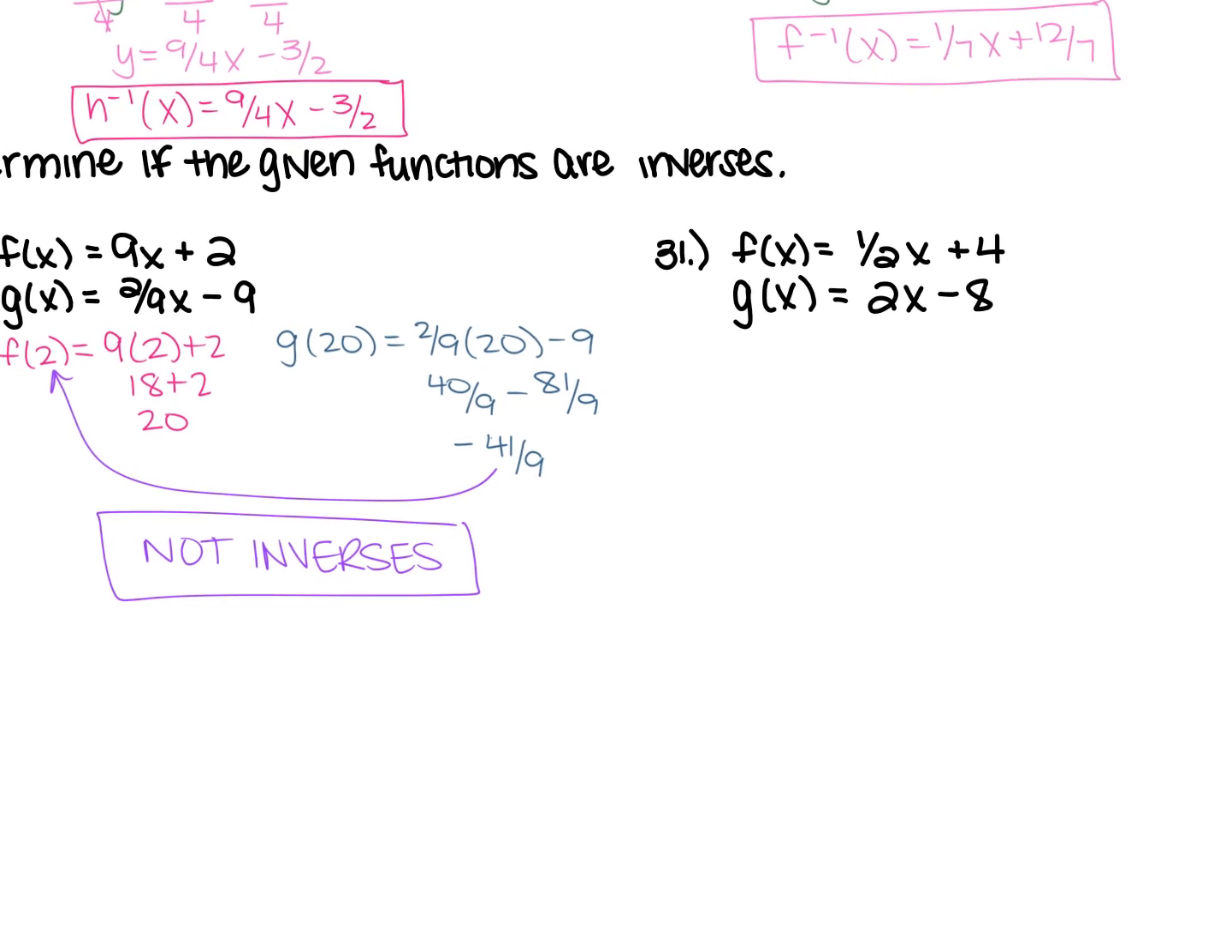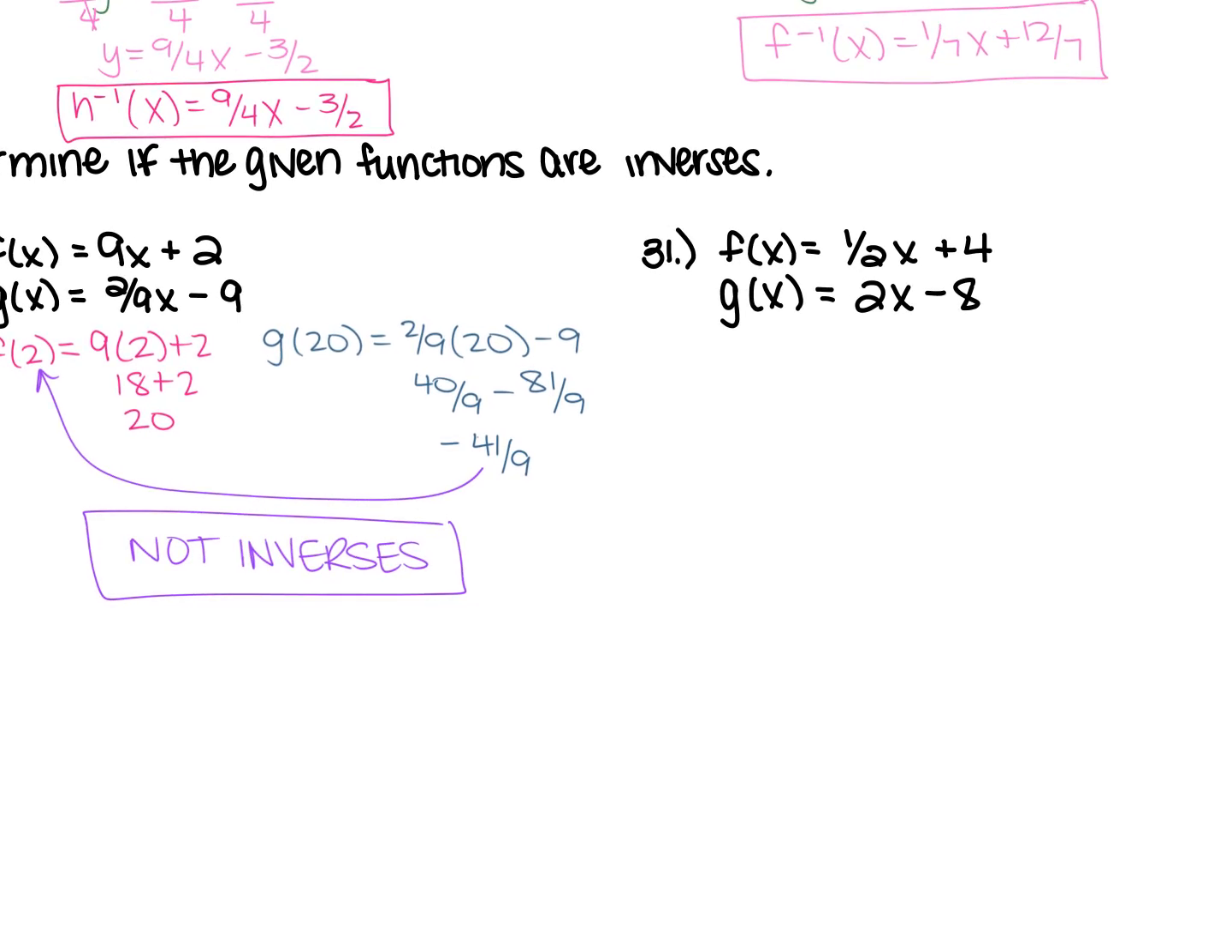431, you have f of x is equal to 1/2 x plus 4. g of x is equal to 2x minus 8. We're going to find f of 2 first. So that's 1/2 times 2 plus 4. That gives us 1 plus 4, which is 5.